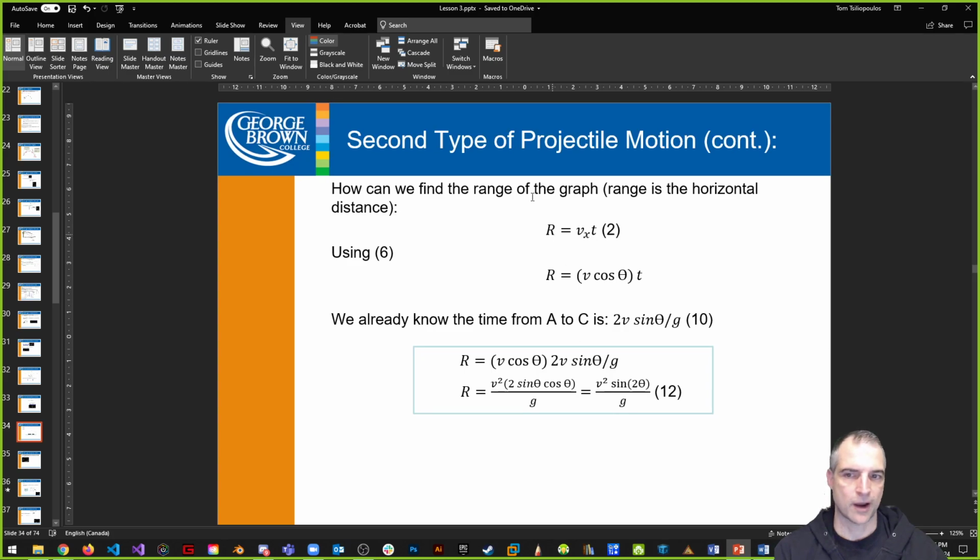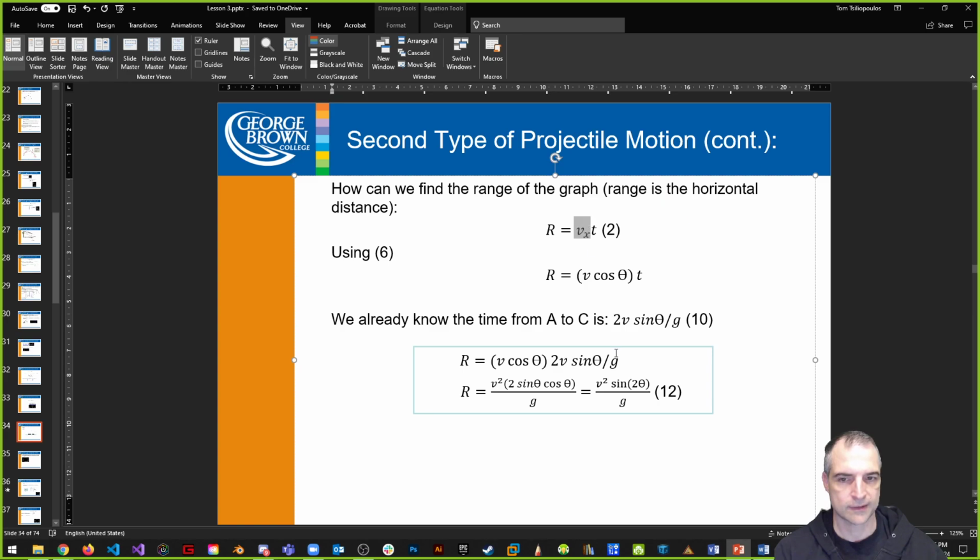Okay, how do we find the range of the graph? Range is the horizontal distance. So we can call it range or distance, or displacement on the x-axis. We can use vxt. Why? Because acceleration due to gravity does not affect the x-axis at all. So that's how we can find the range, the total range.